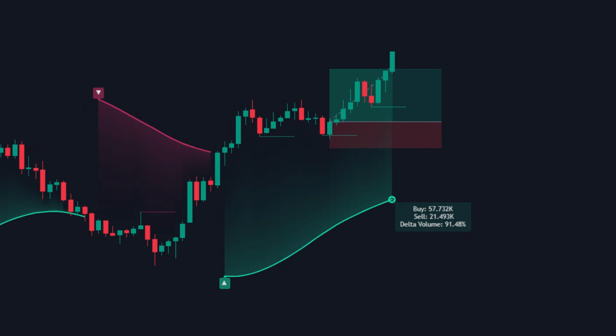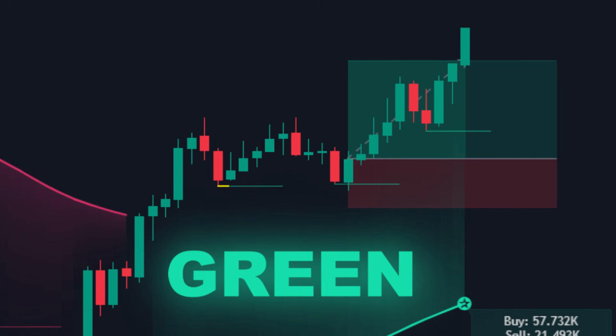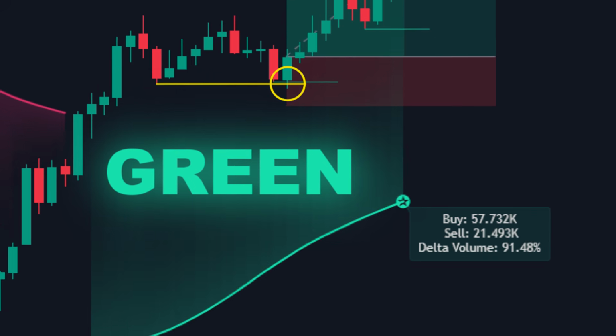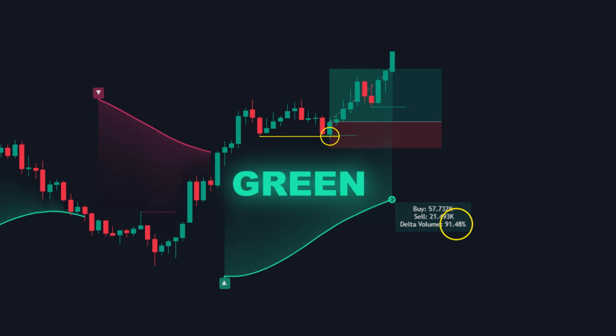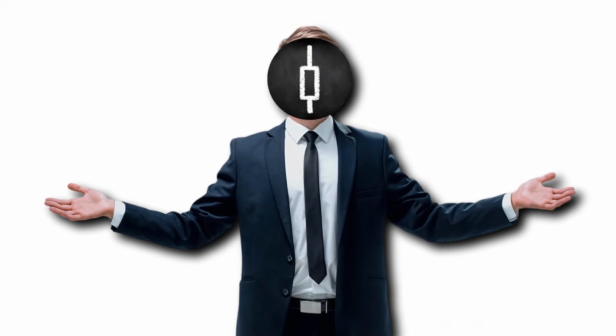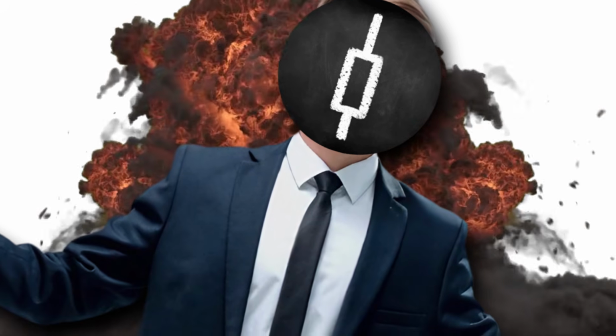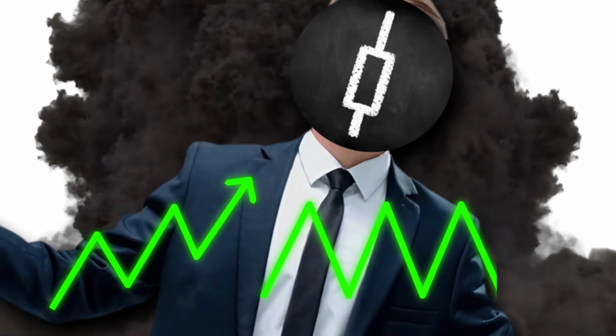The entire process boils down to these simple steps. Identify a genuine bullish trend with the green cloud. Wait for price to retest the most recent pivot low with a wick that touches but doesn't close below the level, and confirm strong buying volume with a delta above 30%. Do the opposite for short positions. I just revealed one of the most powerful indicators for trading both trending and ranging markets.